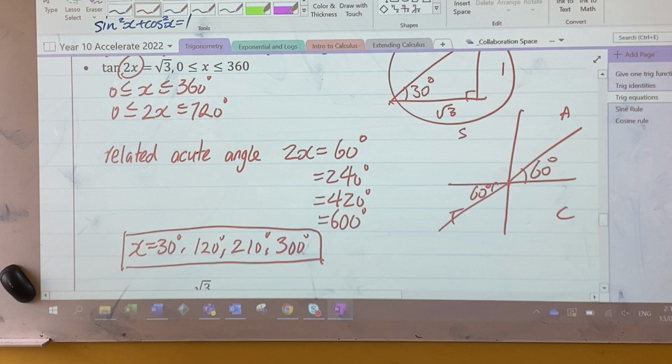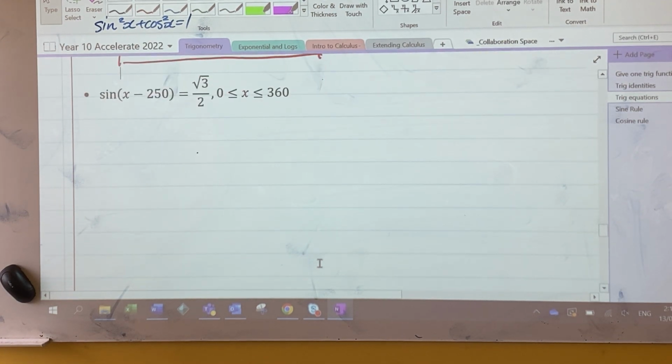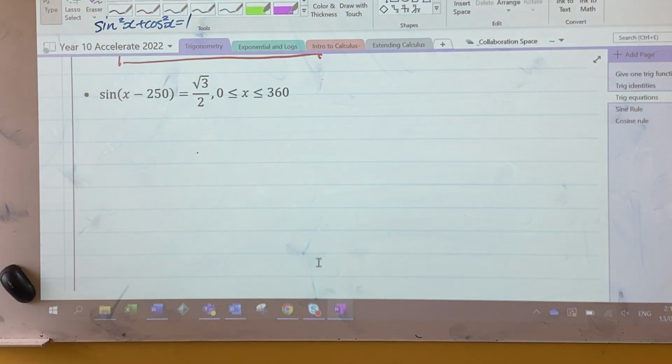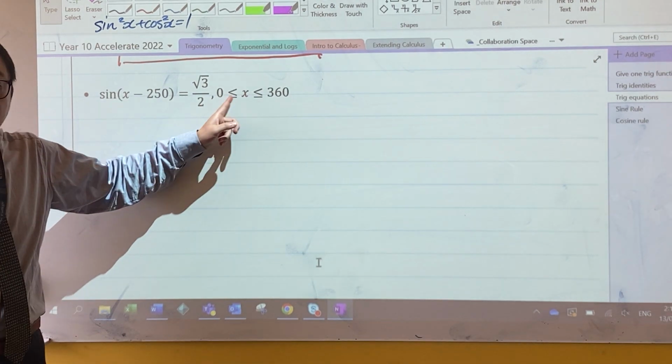Okay, I'm going to do a final one, then we'll finish for today. Now you can see, normally it's just sine x, right? Sine x equals whatever. But this one is not sine x, this one is sine of x minus 250 degrees, and x is between here and here.